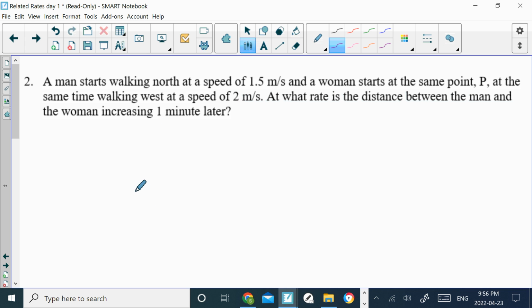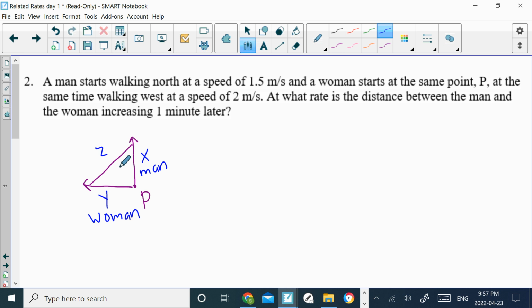So let's illustrate what we know. Both the man and the woman start at point P. The man's going to walk north, the woman walks west, and we'll let this line represent the distance between the man and the woman. Let x represent the distance that the man walks north, and y will represent the distance that the woman walks west. And let z represent the distance between the man and the woman, and we're going to calculate that distance after 1 minute.